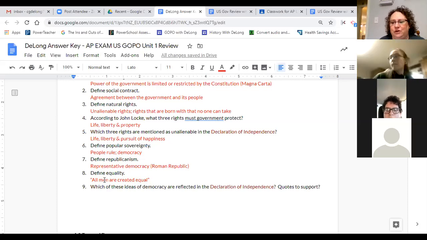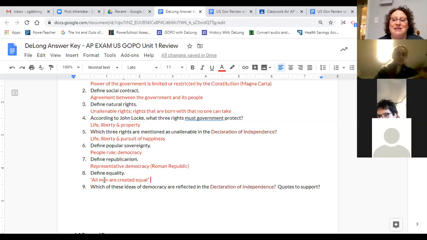Now, throughout our history in the United States, we have expanded democracy. So think about, does anybody want to offer up a suggestion of one of the ways that we've expanded democracy in the United States?